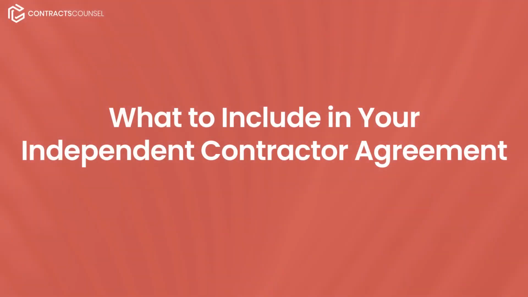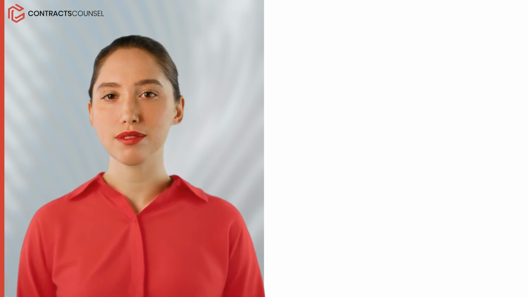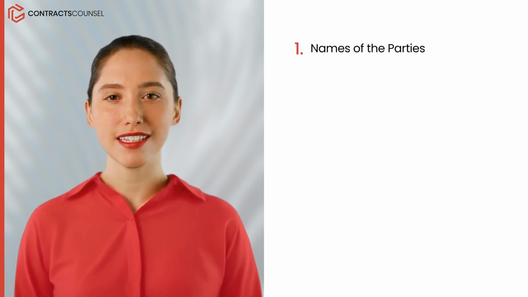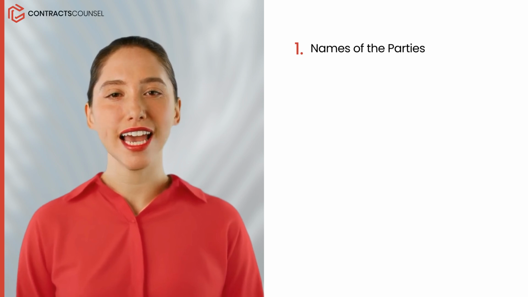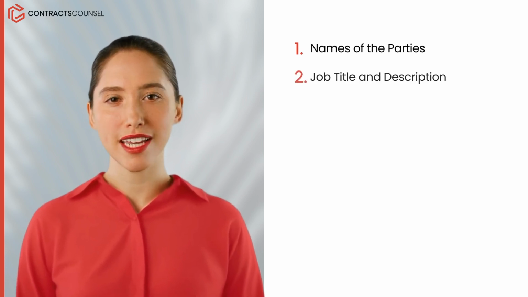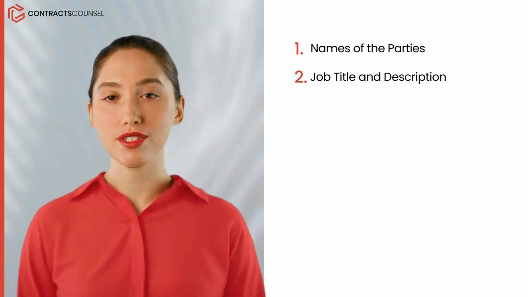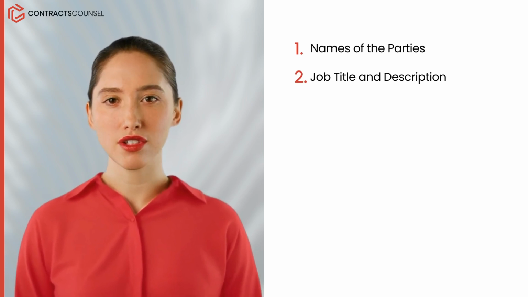What to include in your independent contractor agreement? There are common terms used in independent contractor agreements. Here are some you will find. 1. Names of the parties. The agreement includes the names of the business and the contractor. 2. Job title and description. This describes the role and responsibilities of the contractor.